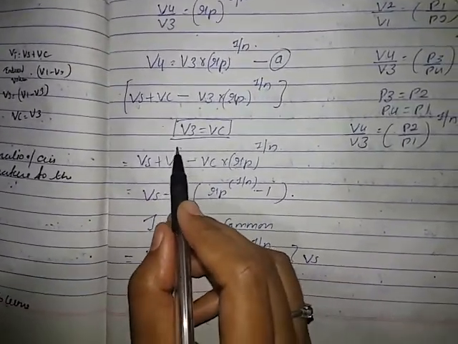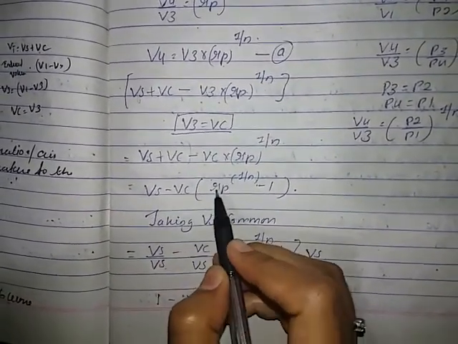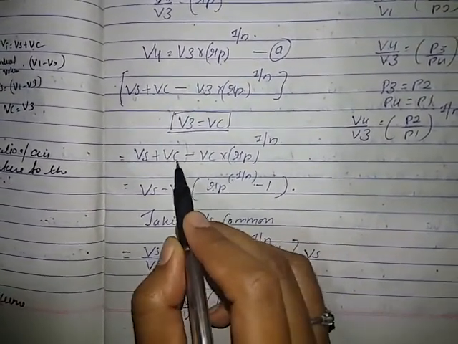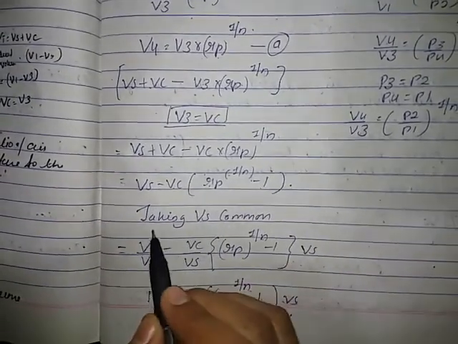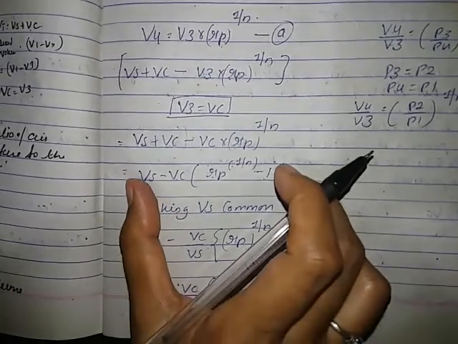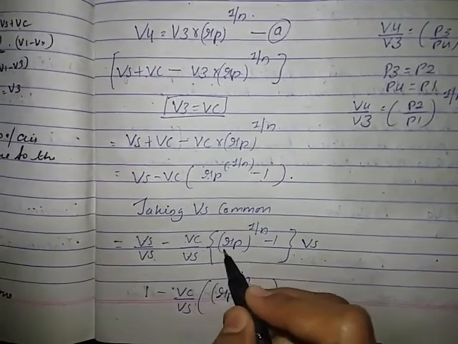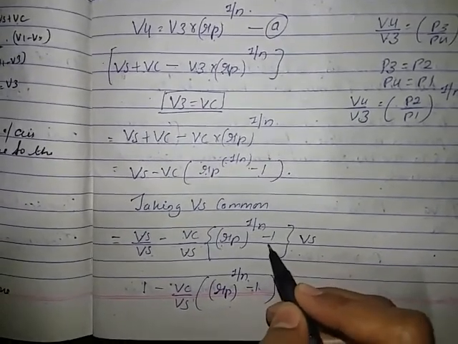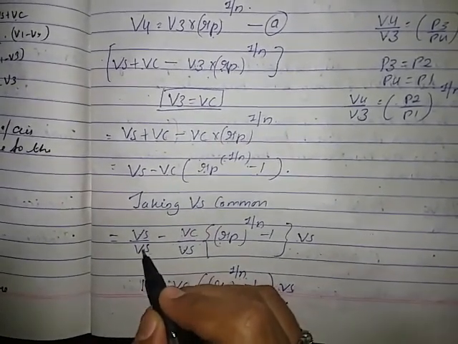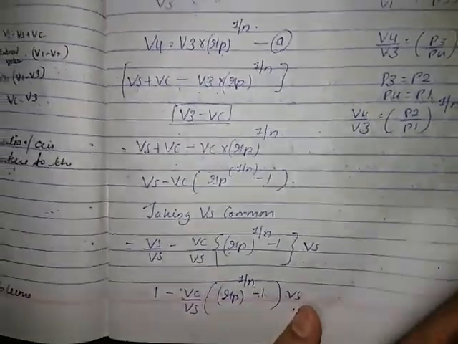I will take Vc common. Vs minus Vc is taken out, and what remains is RP raised to 1 by n minus 1. Now again I will take Vs common, so I have to divide and multiply this equation by Vs. So Vs by Vs is 1, minus Vc by Vs into RP raised to 1 by n minus 1, into Vs.